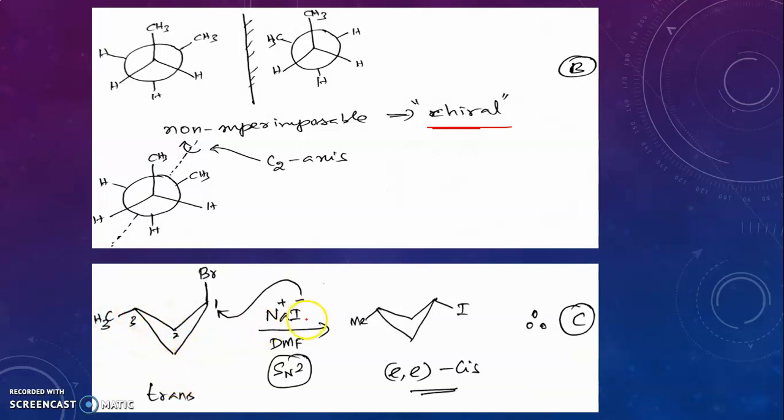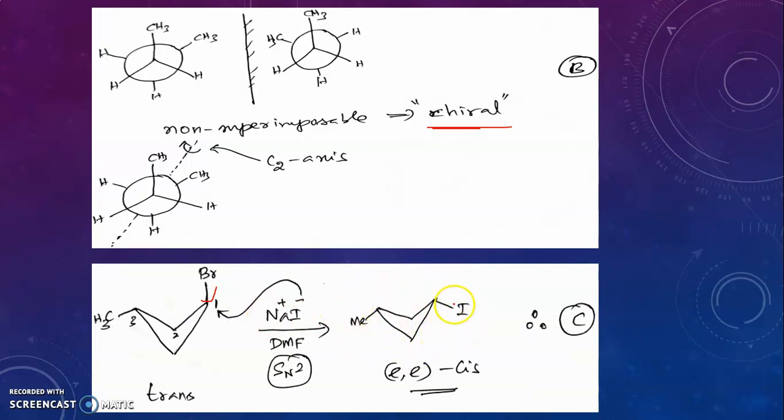Now when you add sodium iodide in DMF to this compound, what will happen? Sodium iodide in DMF is actually a very nice reagent for SN2 reaction. So in SN2 reaction, backside attack will occur. So iodide will approach from the back side. So equatorial attack will be there. So it will attack from this side. Therefore, the bromine comes out. Okay, so now the iodine will occupy the equatorial position.